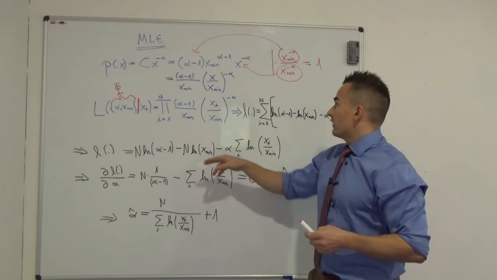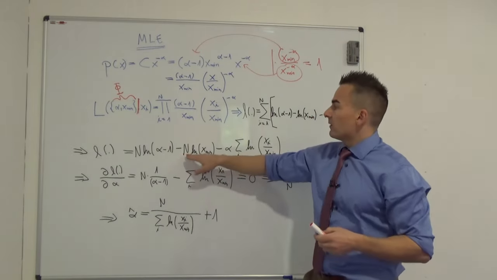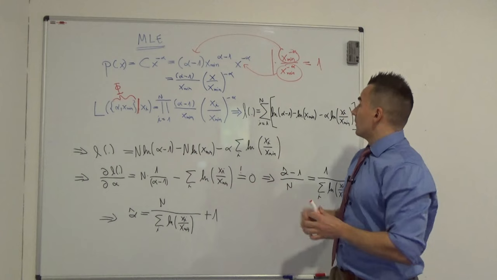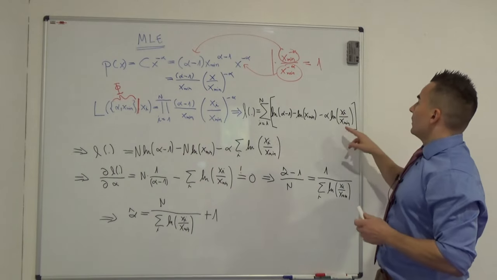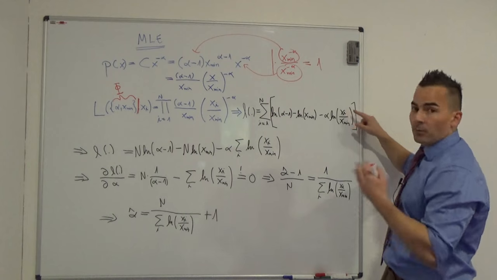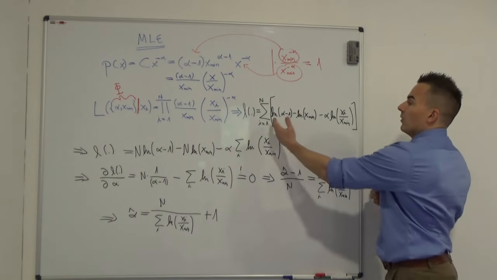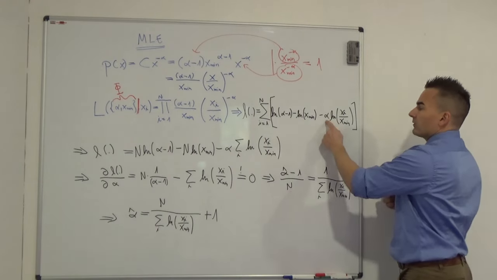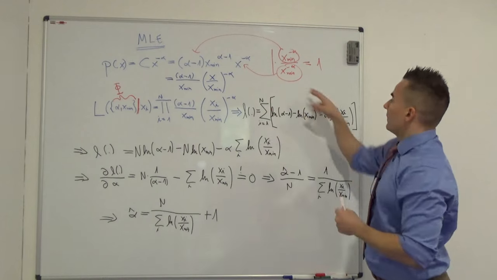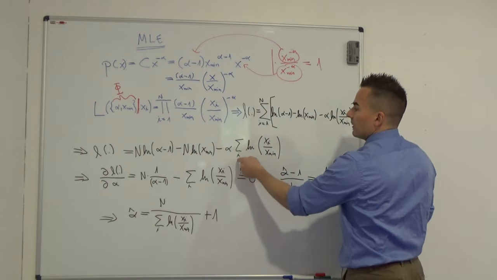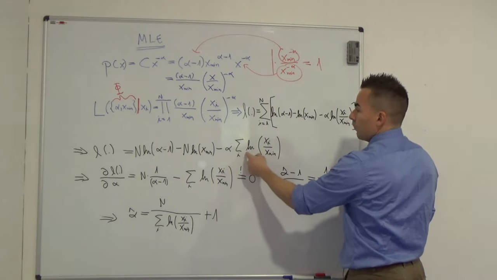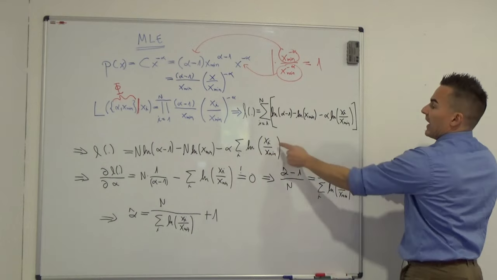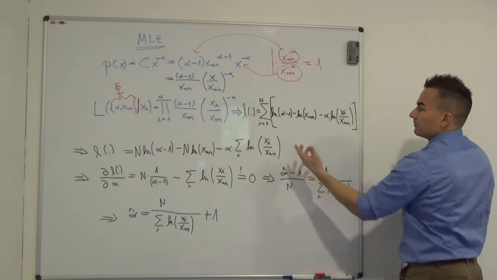Instead of the sum sign, we can put in minus capital N times the natural logarithm of the x minimum value, minus, and now we have to be careful because here we have an index: xi is the observation i. So we have to keep the sum sign here, but because alpha is constant, we can move it outside the sum sign. What remains is minus alpha times the sum from i is 1 to capital N of the natural logarithm of xi over x minimum.